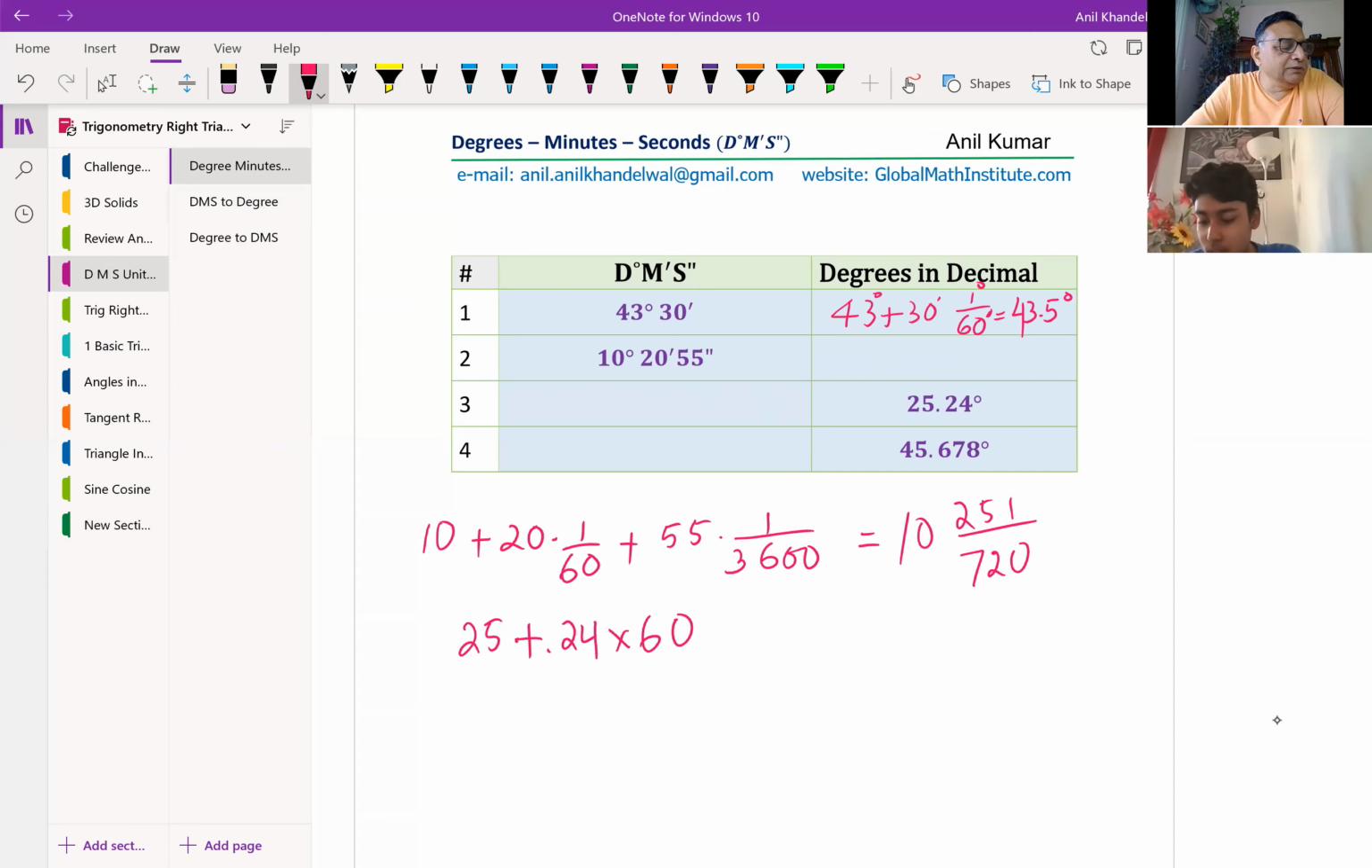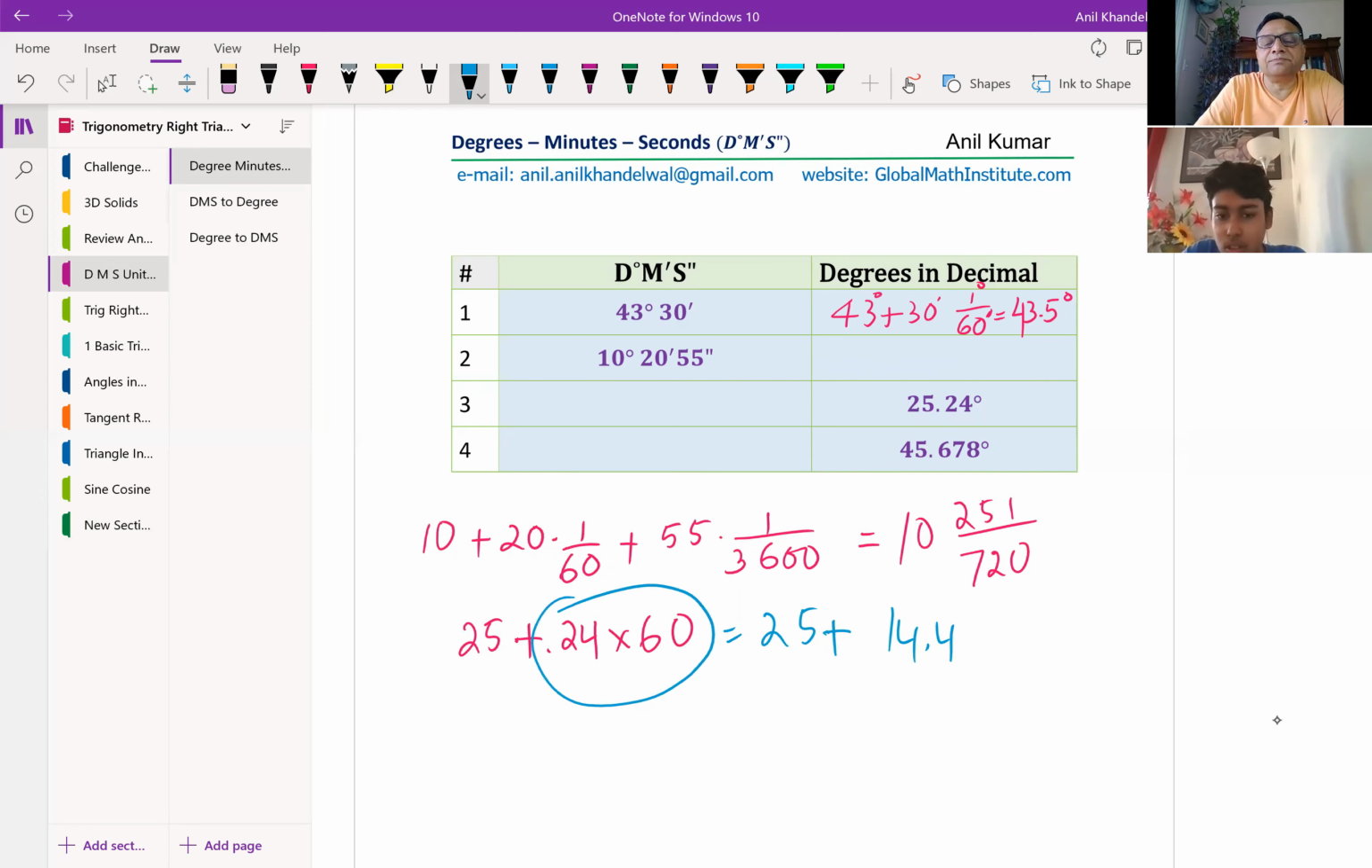And change it to decimal. You get 14.4, right? So when you do this, you actually get this as equal to 25 plus 14.4 minutes. That is what you get for this portion. Is that correct? Yes, sir. So that means in decimal, you get minutes is 14 minutes, right? So 14 minutes, this is 14.4 minutes. You understand?